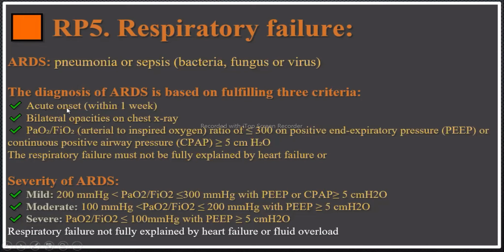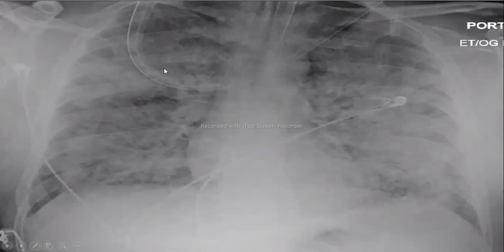They will give you a scenario within 1 week, and regarding bilateral opacities, they will give you a chest X-ray, and if a PaO2 FiO2 ratio less than 300 is mentioned, you can diagnose ARDS. Severity: mild, moderate, severe. If the ratio is 200, it's mild, 100, moderate, less than 100, severe. And it should not be fully explained by heart failure or fluid overload. So bilateral opacities and within 1 week, it's ARDS.